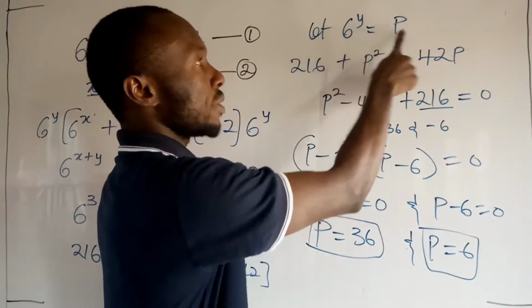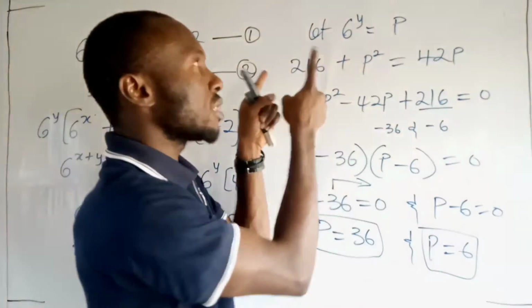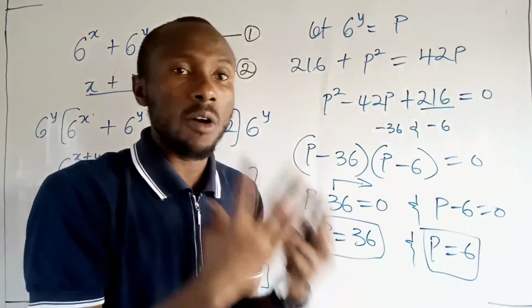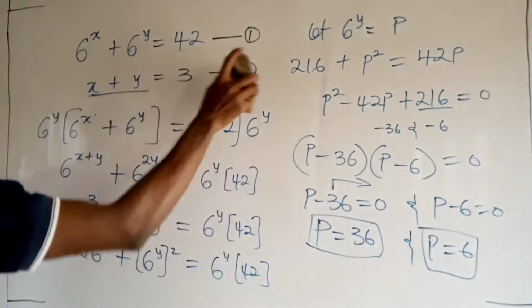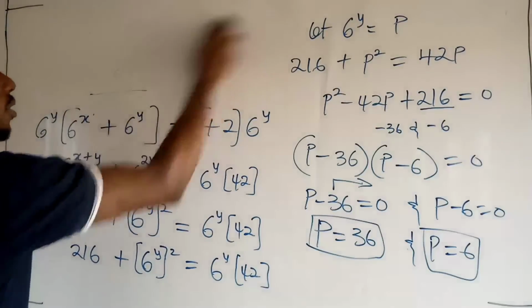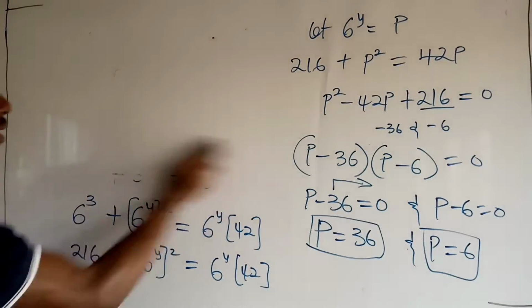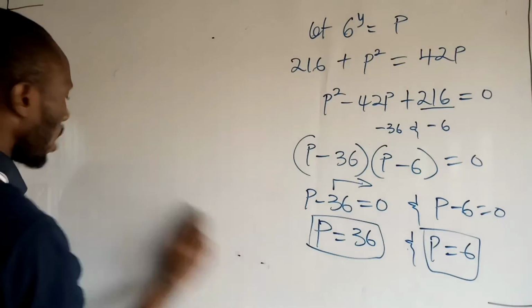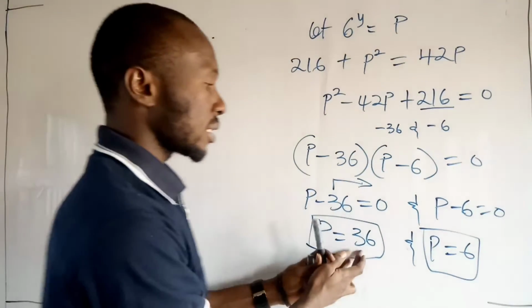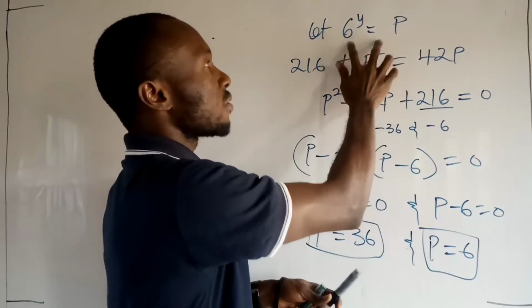We let 6 to the power y be equal to p. So we are going to recall this statement to get the real values of y. So let me take off this part from the board. Alright, now we have p to be 36 and p to be 6.